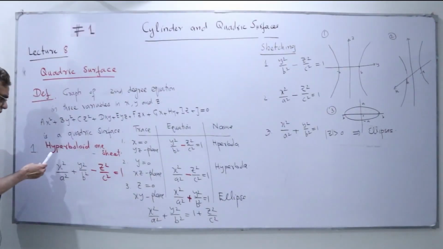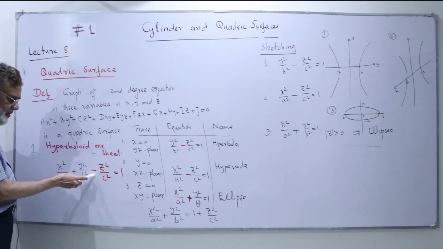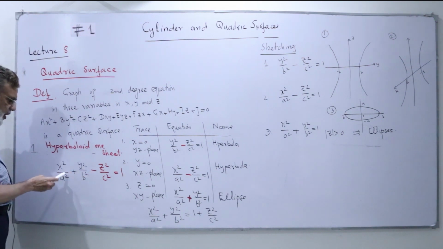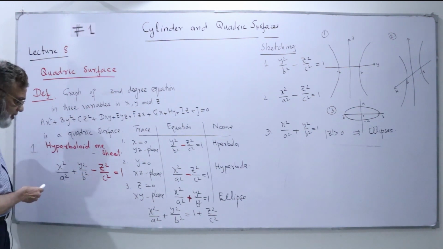The second quadratic surface I am going to discuss is the hyperboloid of one sheet. Here we have a plus sign, and we make it a minus sign. So we have x squared upon a squared plus y squared upon b squared minus z squared upon c squared. Why do we say it is a hyperboloid?